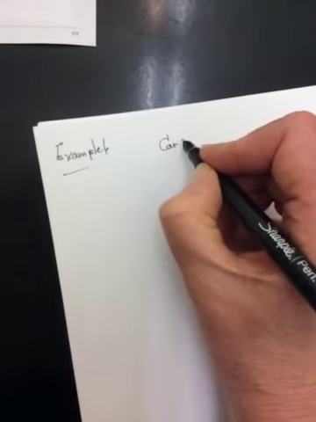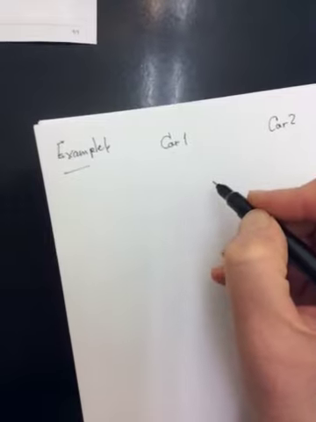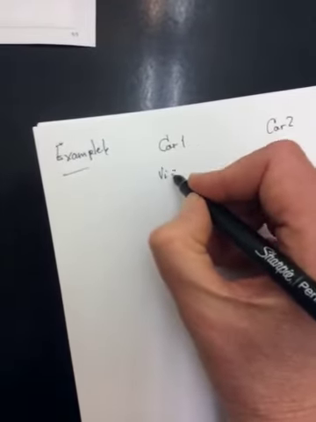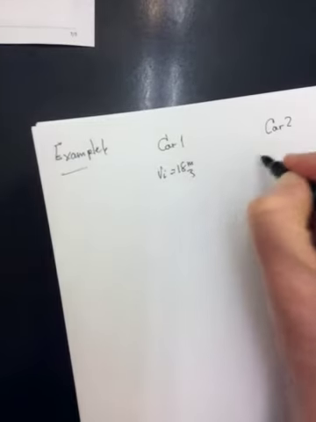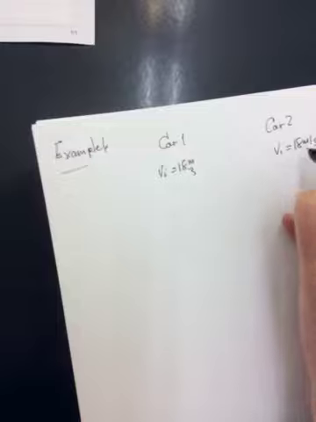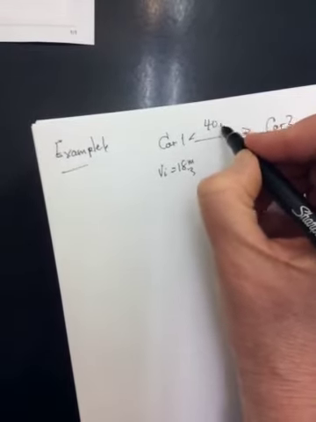Number 6 says, 2 cars are both traveling 18 meters per second. Oh, look at that. I can use this now. But one's behind the other. So car 1, car 2. One is behind the other. So VI1 is 18 meters per second. VI2 is 18 meters per second. And this is 40 meters back.